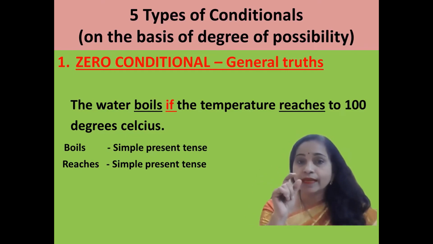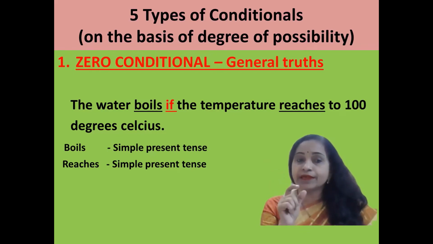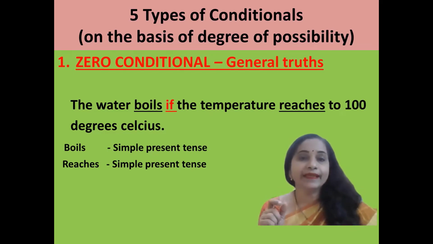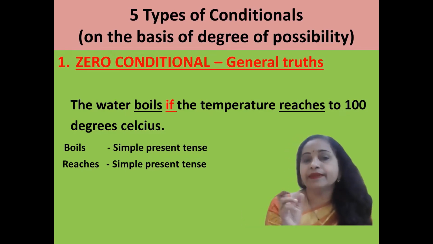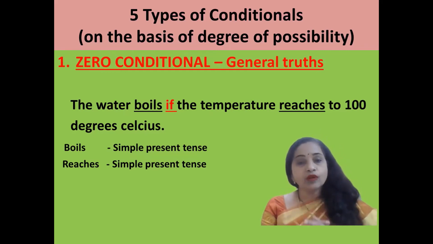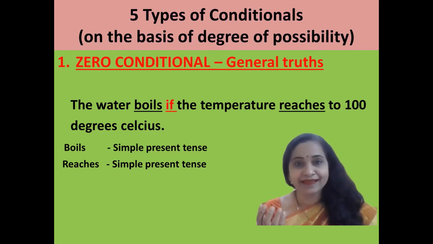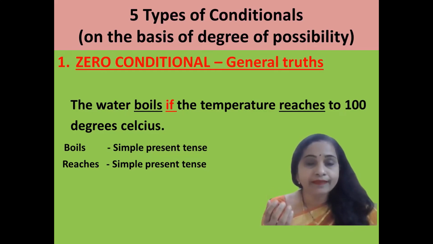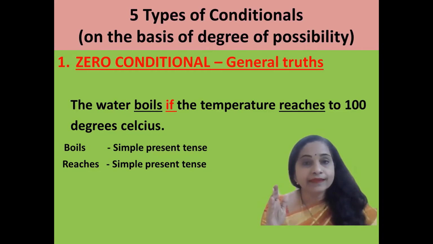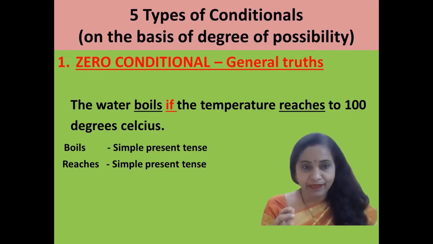So if you look at the verbs in these two types of conditionals, in the first conditional, the if clause, if you take, it reaches, is in the simple present tense. And in the next main clause, the water boils, the boils is also in the simple present tense. So the tenses play a very important role in meaning making. Viewers, all of you have to bear this in mind. Depending upon the tenses, you will categorize these conditionals into the 5 types which I have mentioned.